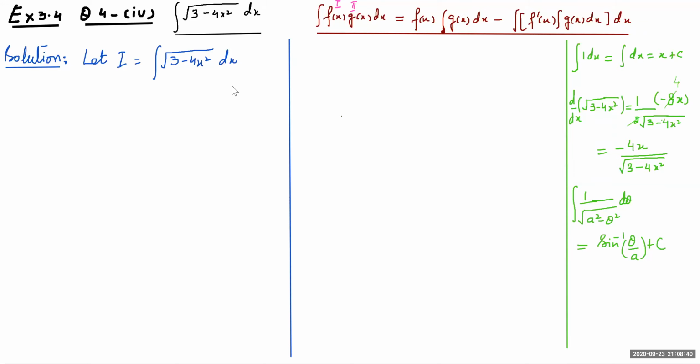Let's see what we need for this integration. The results that we need are: we must know integral of 1 dx equals integral of dx equals x plus c.